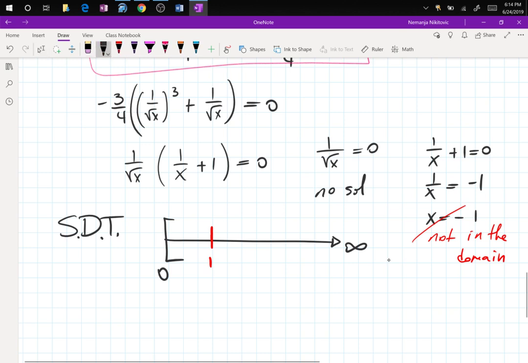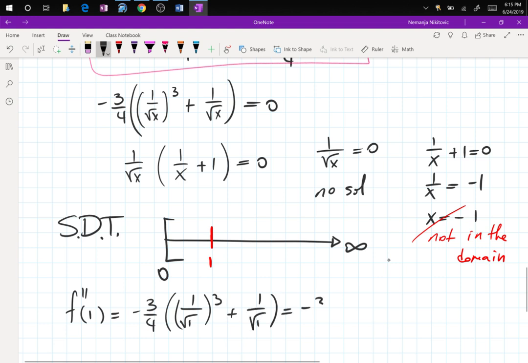So now to do the second derivative test at 1, we have our second derivative, which is negative 3/4 times 1 over square root of 1 cubed plus 1 over square root of 1. That's negative 3/4 times 1 plus 1, and the whole thing is negative. We don't care what the value is, and as we expected, it is concave down.